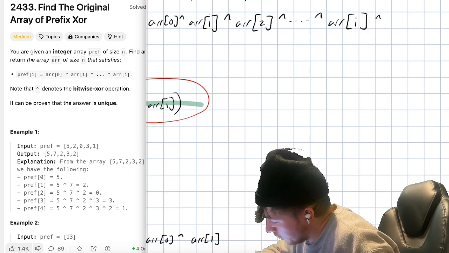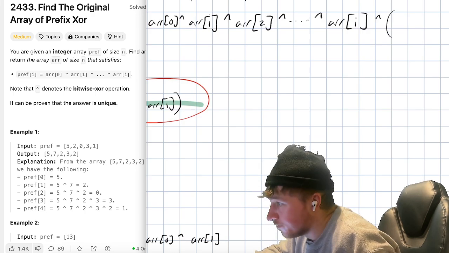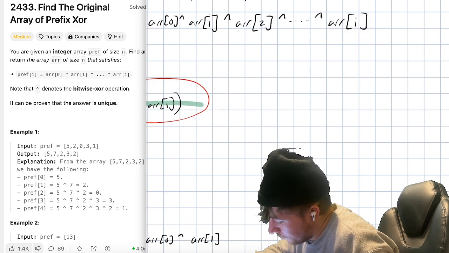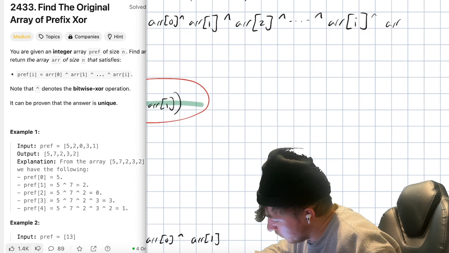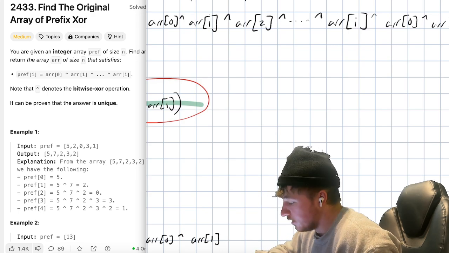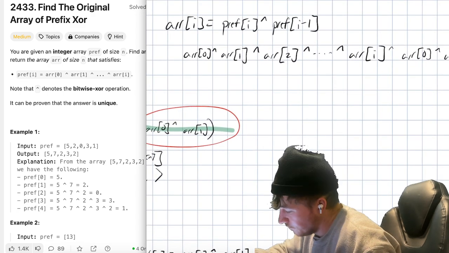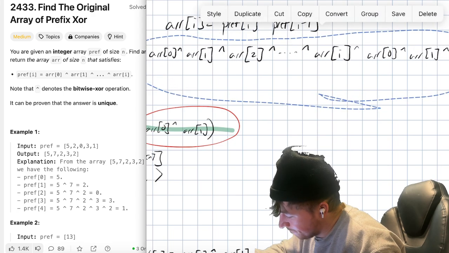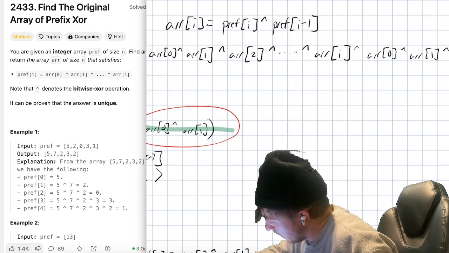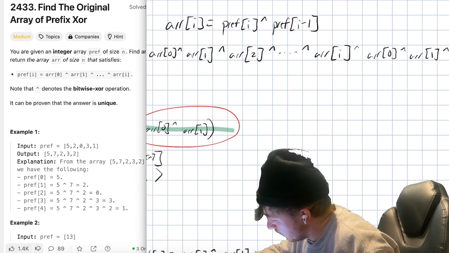That's XOR, we don't need the parentheses here. You get it. XOR array 0, array 1. A lot of calculations here to prove something. Dot, dot, dot, all the way up to array I minus 1.